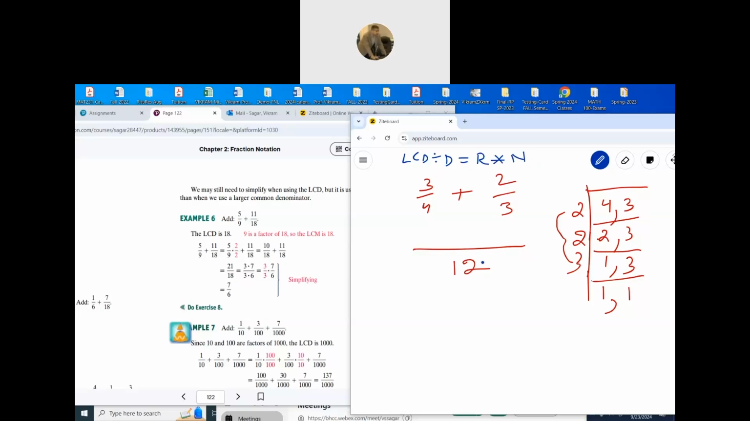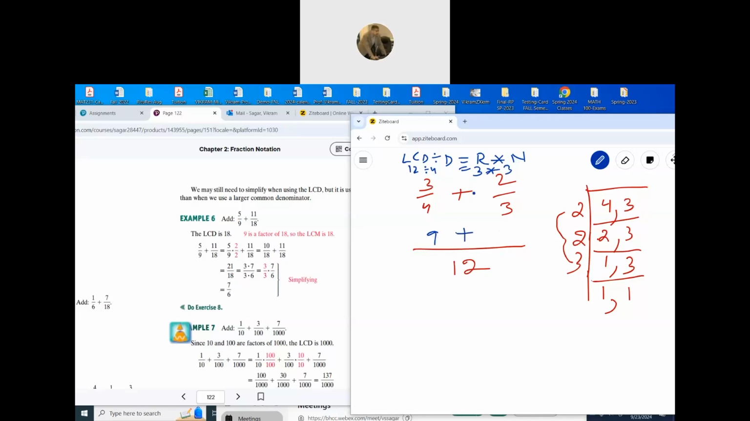Okay, so now I'll show another method also, whatever method you like. So 12 is the LCD, right? Which is 12 divided by 4, which is going to be what? See, I'm going to write it down under that. The LCD 12 divided by 4 is 3, right? Good. And times the numerator, which is 3 here. So 9 is here now.